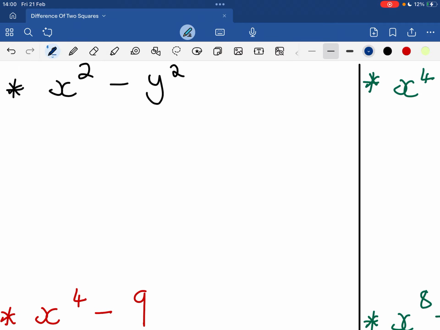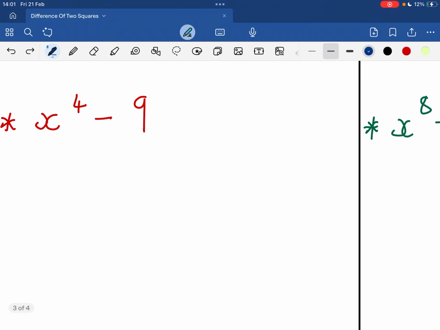What if you had x squared minus y squared? You can go ahead and try to write out the answer on a piece of paper and compare it with ours. But the answer is x, y, and y, a plus and a minus. Remember, the square root of x squared is x, and the square root of y squared is y.